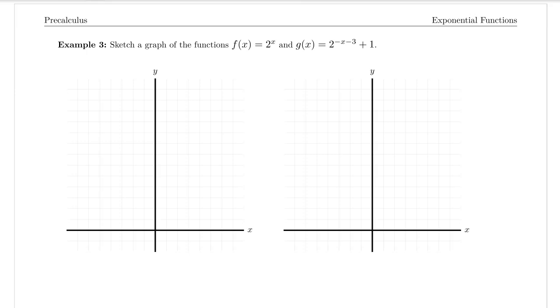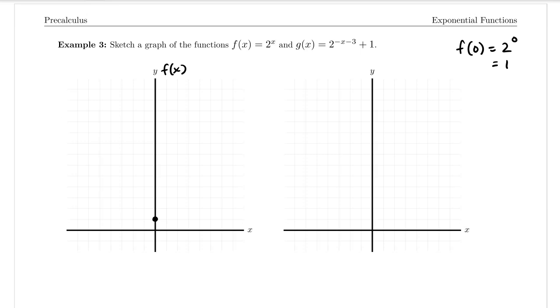Example 3 says sketch a graph of the functions f of x equals 2 to the power of x and g of x equals 2 to the power of negative x minus 3, and then plus 1. So let's start with f of x. If I plugged in 0, f of 0 would equal 2 to the power of 0, which is equal to 1. That means that our y-intercept is going to be the point 0, 1.